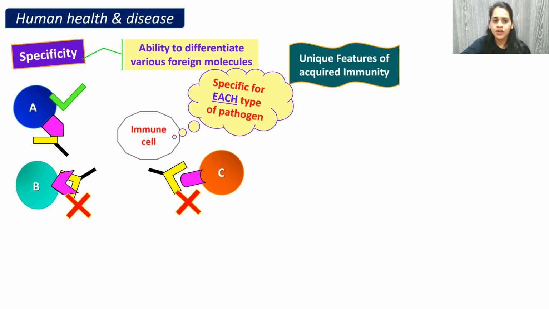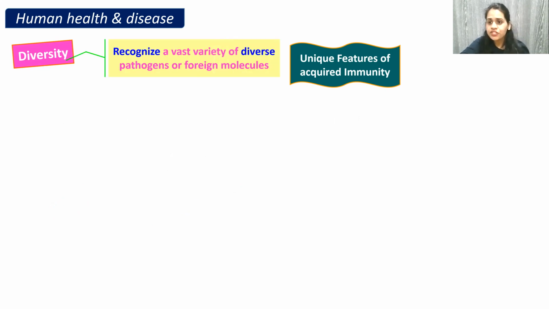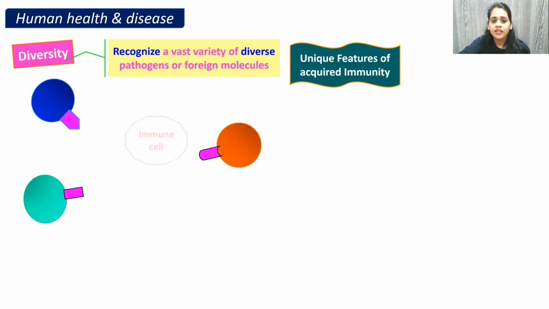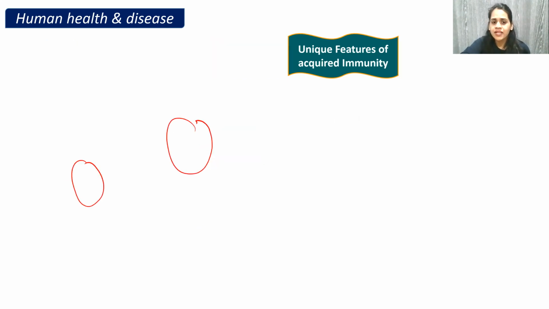Is it clear? Okay. Now let us go to the next one, that is diversity. What is diversity? It is the ability of our body to recognize a vast variety of pathogens. There are many pathogens and many foreign molecules, and recognizing all of them is also one of the unique features of acquired immunity. Same example: an antigen has come, and an antibody is produced. So when our body recognizes a vast variety of diverse pathogens and produces antibodies, that is called diversity.